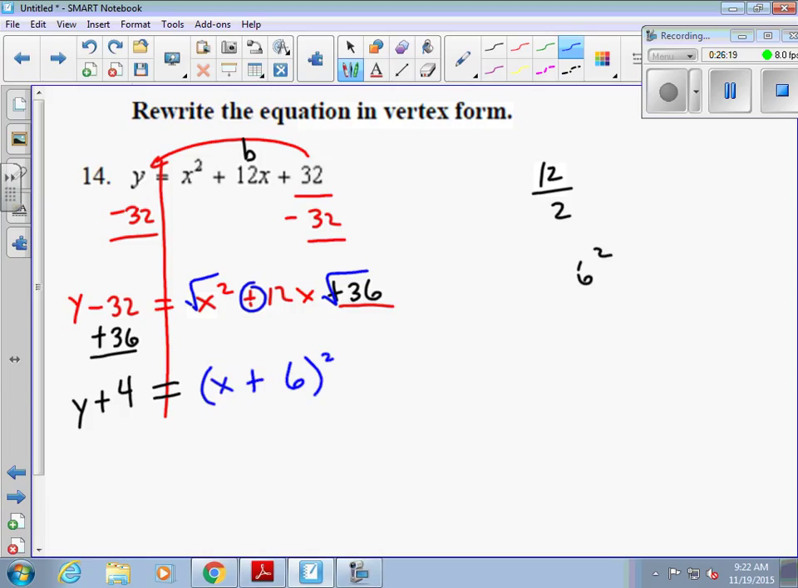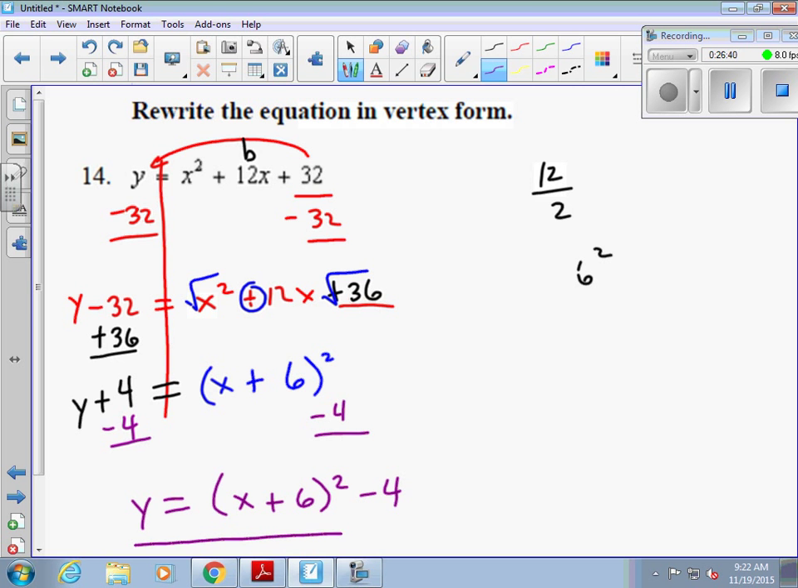The only thing we have to do to make vertex form is get y by itself by subtracting 4. If you do it there, you need to do it here. Remember, you can't subtract it from the 6 that's in parentheses because it is inside of the grouping symbol. So y is equal to x plus 6 squared minus 4.